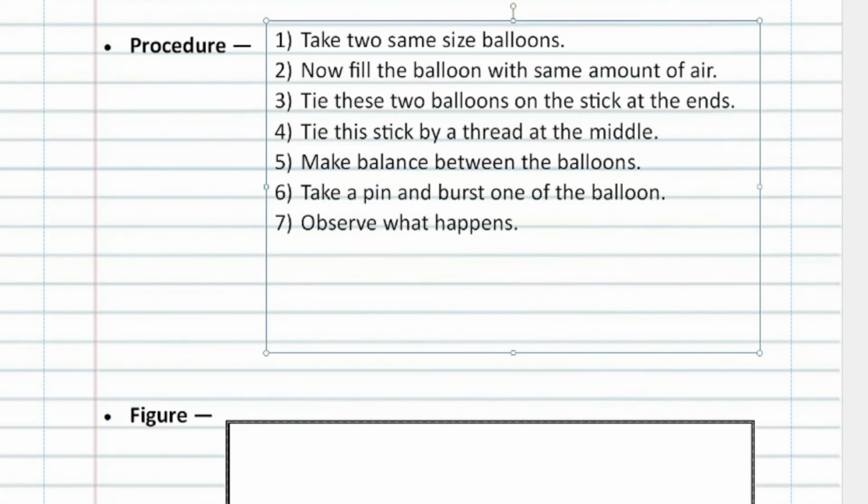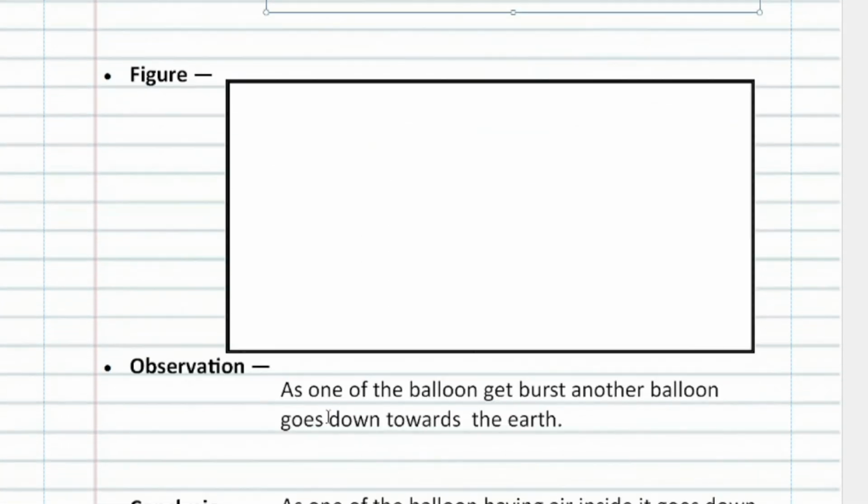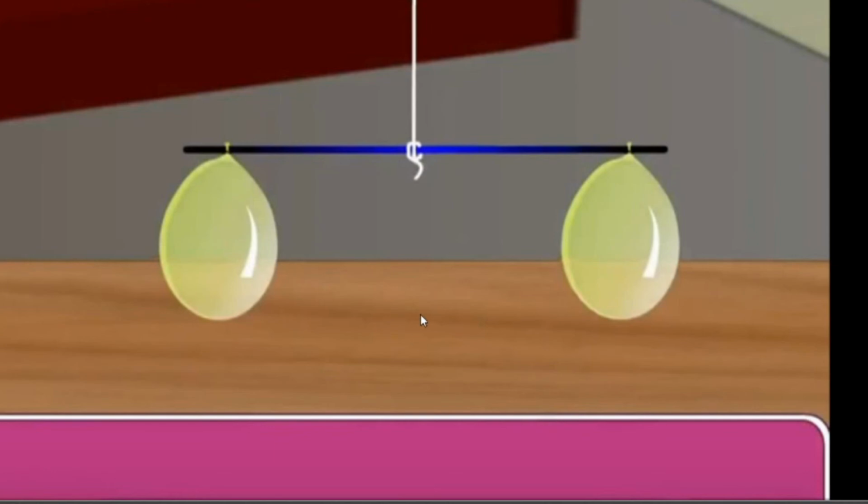Now we have to observe what happens, and you have to write it in the observation point. Now we will see the experiment and then we will write it. Here you have to draw the figure of the experiment. You can see in the book also, there is a figure for this experiment. You can draw that same figure, or you can draw the figure from the video like this.